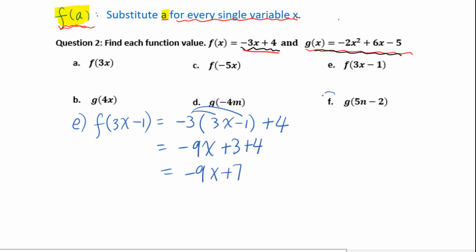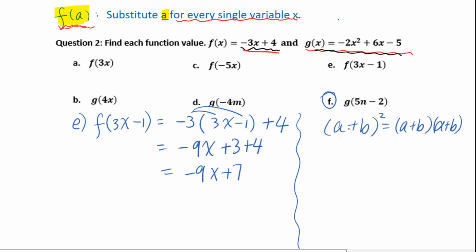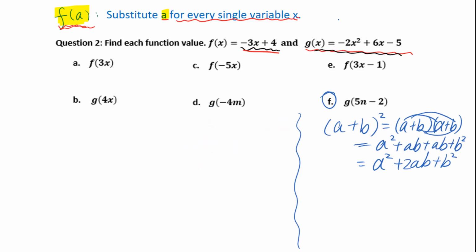Before we go to this f, let's work out a plus b squared. For a plus b squared, we can use FOIL like this. That equals a squared plus ab plus ab plus b squared. You will get a squared plus 2ab plus b squared. But if you use this FOIL, it will take too much time.